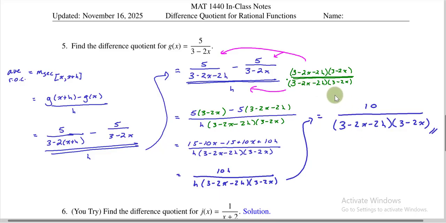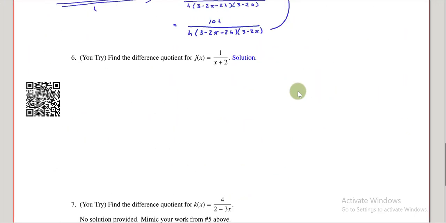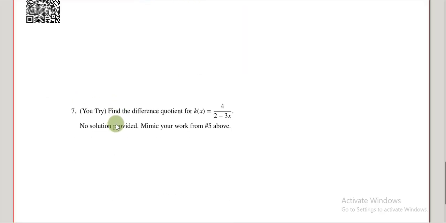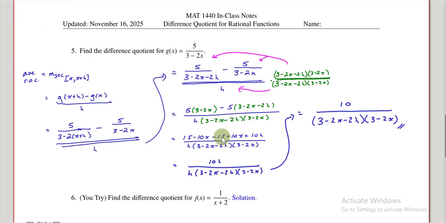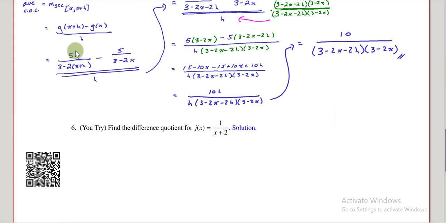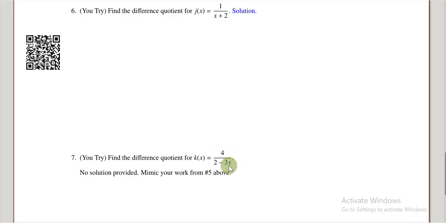Okay, folks, that brings us to the end of this pre-work video. And that actually is enough for you to finish this out. You'll notice that I've got one more for you to try that has a solution, and then a challenging one for you to try that does not have a solution. Notice it doesn't have a solution here, but you'll want to just mimic the work of number 5 above here. So it'll be the same work, just with different numbers here.